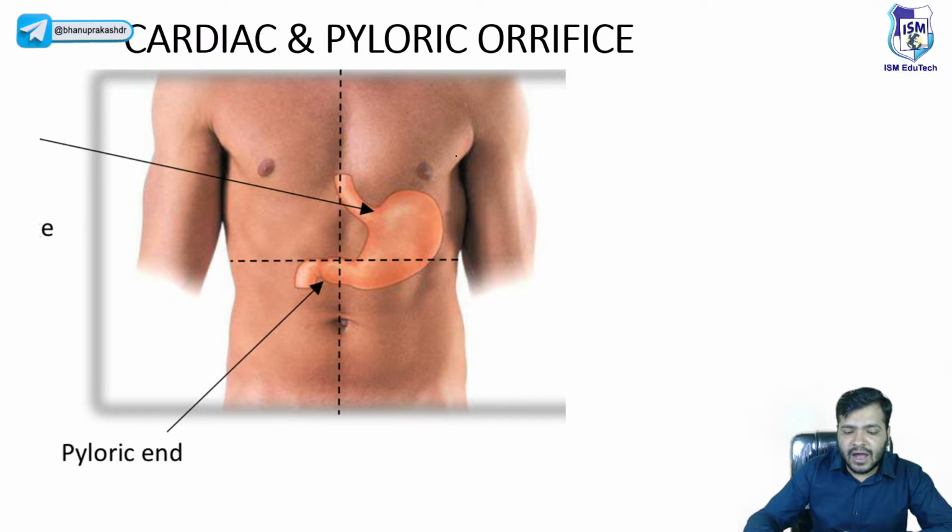Now, the cardiac and the pyloric part, beta. Before coming to the diagram, let us draw our own diagram, guys, and just try to understand. So, for example, this is the stomach.